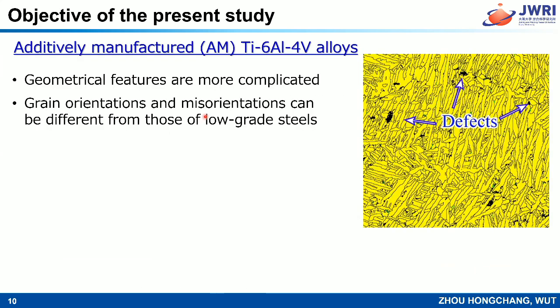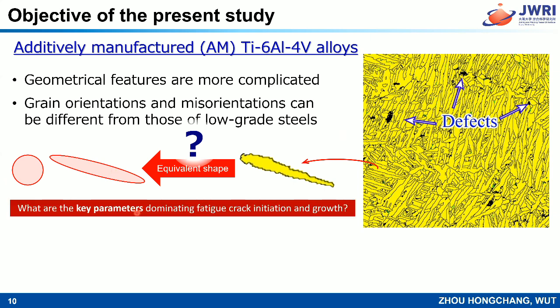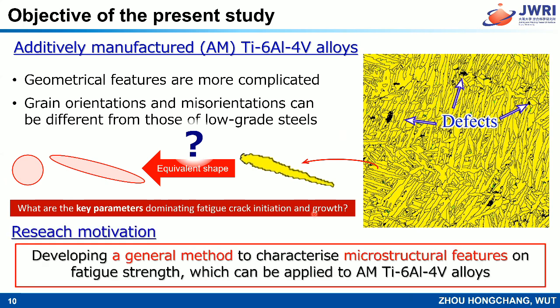However, for additively manufactured Ti-64, this kind of alloy has a more complicated microstructure, and the grain orientation and misorientation can be different from those of low-grade steel. The question is, can we make the equivalent shape of the grain a circle or ellipse? We need to think about what the key parameters dominating fatigue crack initiation and growth are. Therefore, our research motivation is to develop a general method to characterize the effect of microstructure features on fatigue strength, which can be applied to AM Ti-64 alloy.